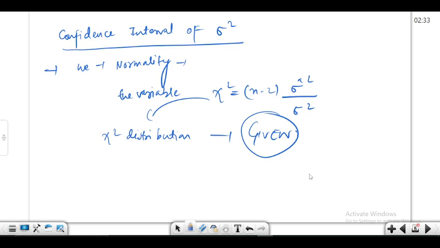So in the next video, with all this knowledge of interval estimation and confidence intervals of the different statistics and estimators, we'll be talking about hypothesis testing. It is a very important topic, and I hope you'll enjoy it because it is very interesting also.